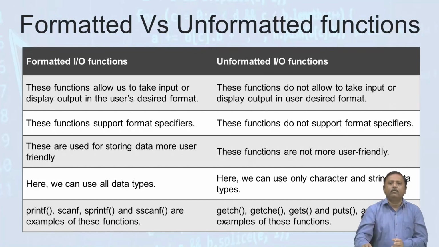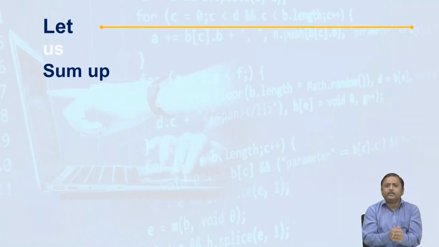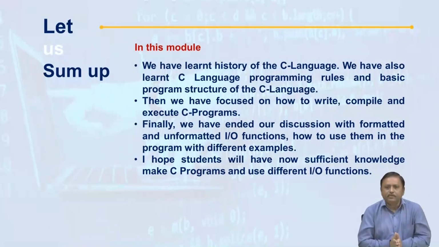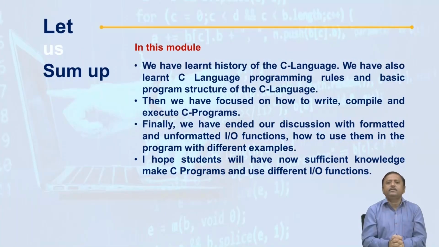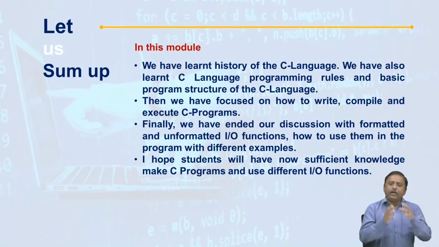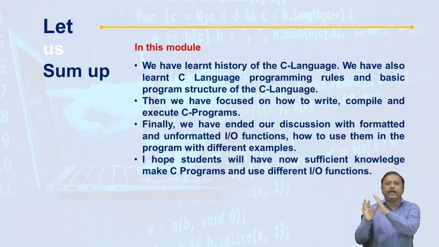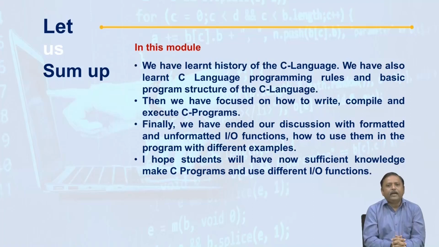unformatted IO functions. So let us quickly sum up what we have learned in this module. We have learned history of C language. We have also learned C programming language rules and basic structure of C language. We have also discussed features of C programming language. Then we have focused on how to write, compile and execute C program. Finally, we have ended our discussion with formatted and unformatted input output functions and how to use them in our program with different examples.